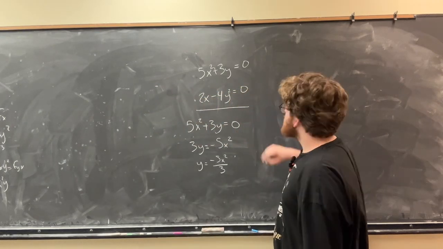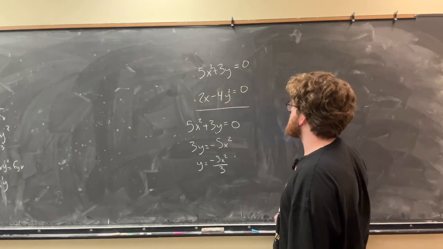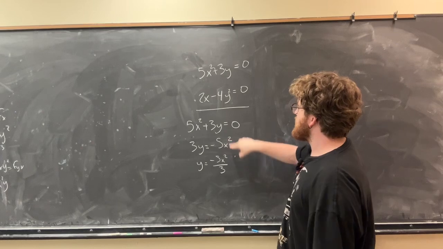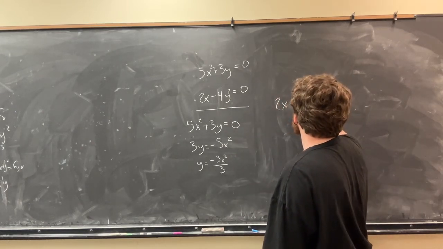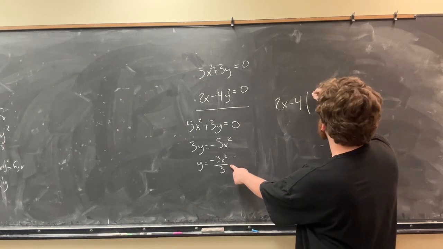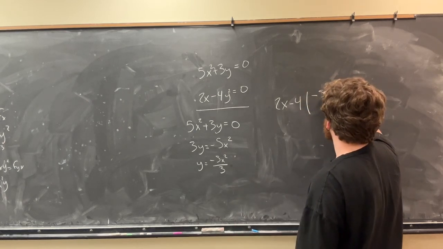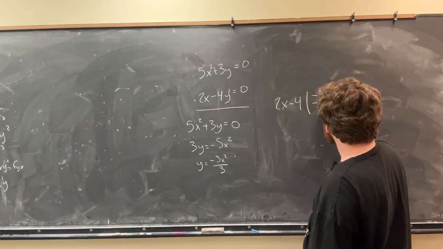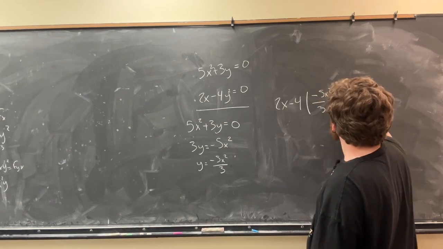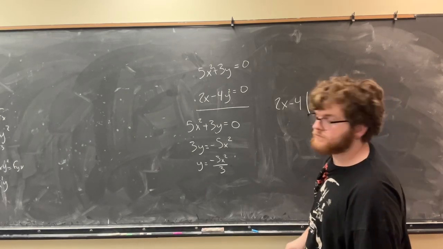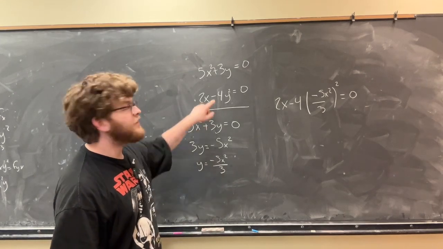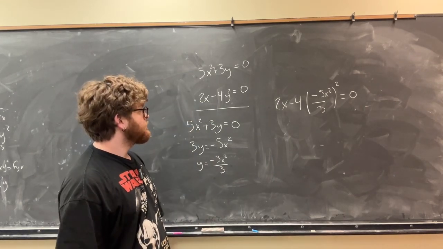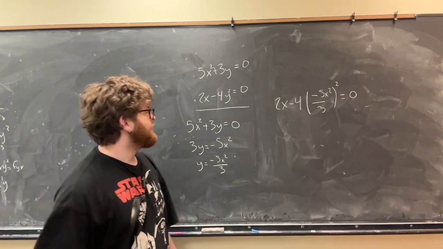Over here, I have this 2x minus 4y squared. I can plug this value of y in here, so I get 2x minus 4 times this value of y, which is negative 5x squared over 3, squared, equals 0. Cool. So all I've done is take this value of y and plug it into the other equation. Well, what does that tell me?